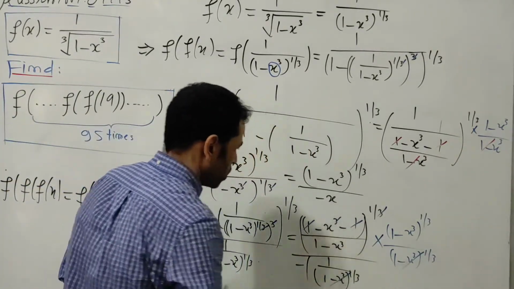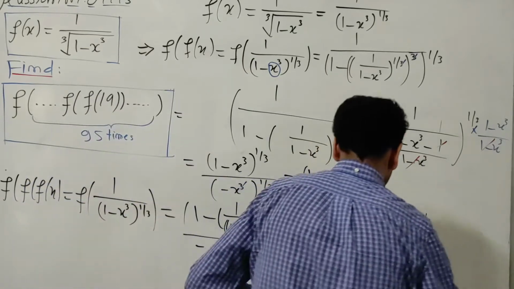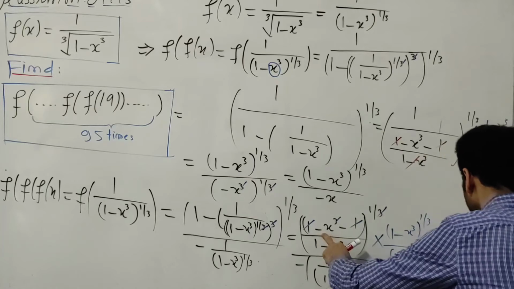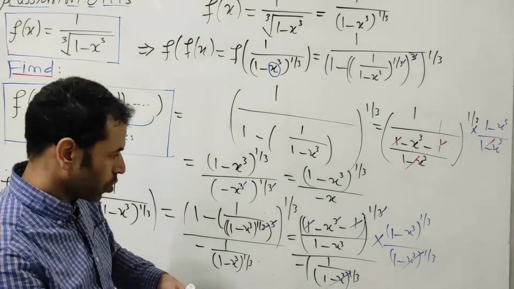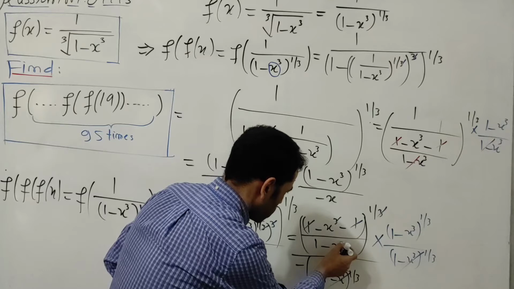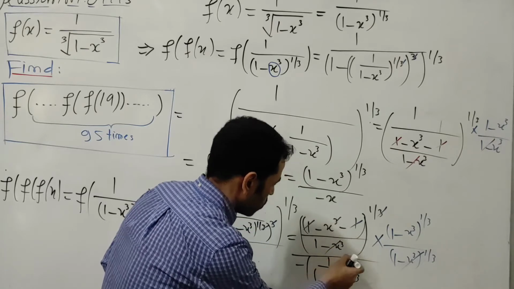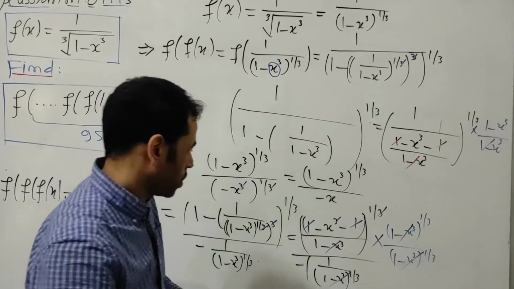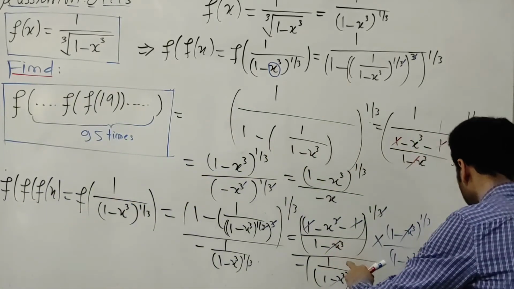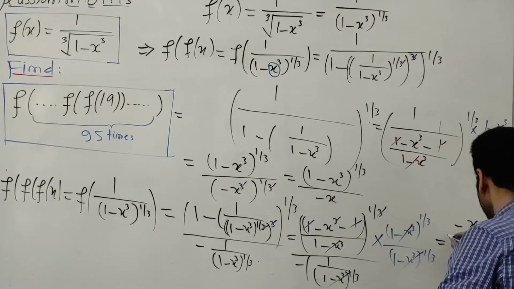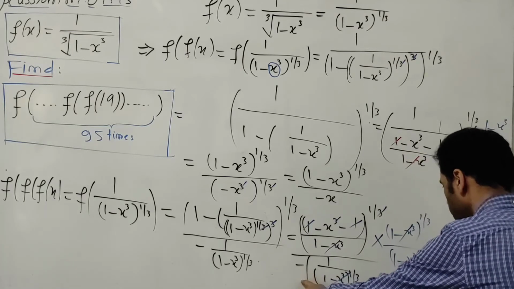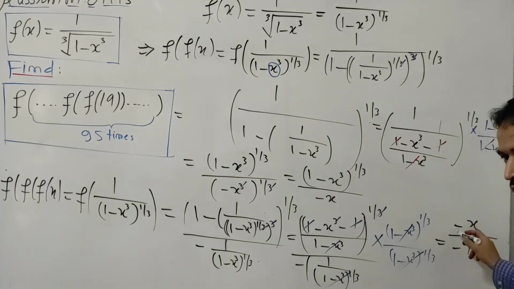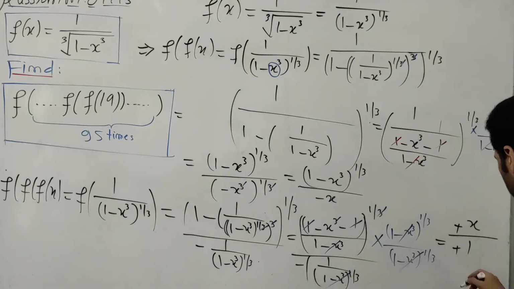I have 3 here, and then I will be left with minus x, and also this denominator will be cancelled out with this one. So I will be left with minus x divided by minus 1. This minus sign will be cancelled out with this sign, and it will become plus.